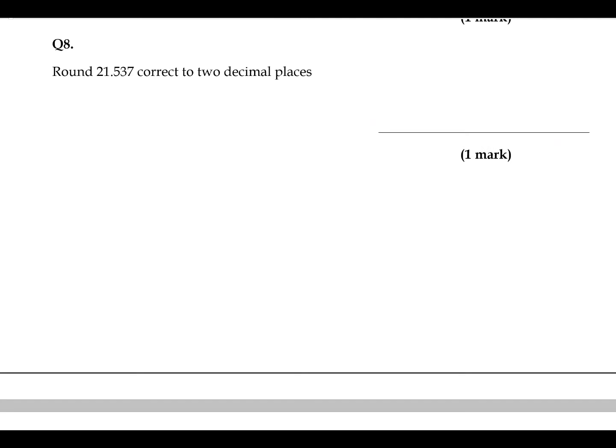Question 8. Round the number 21.537 correct to 2 decimal places. So 2 decimal places means we're interested in the second decimal place. We stick or twist depending on the next number along. In this case, it's the number 7, so we go up. So it becomes 21.54.